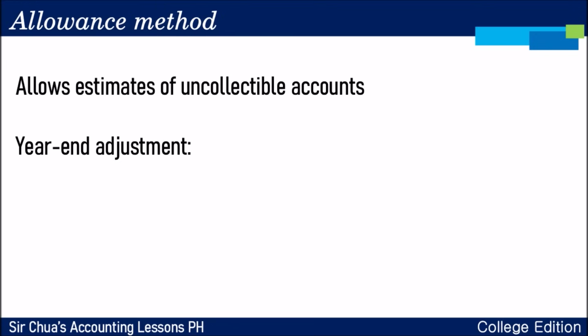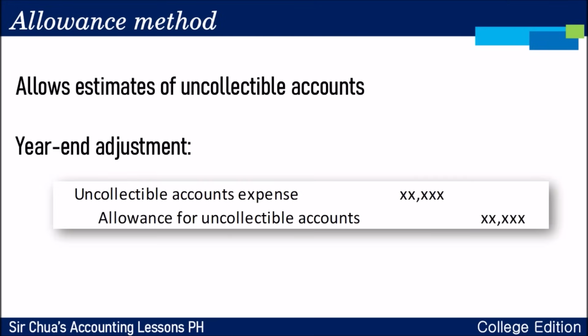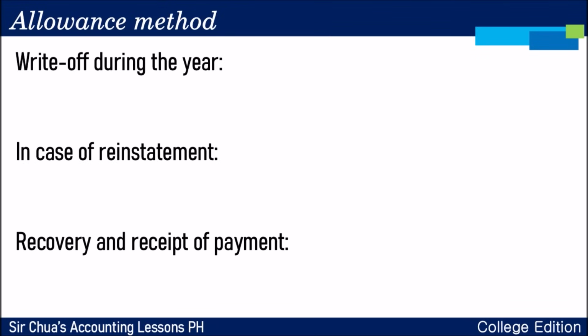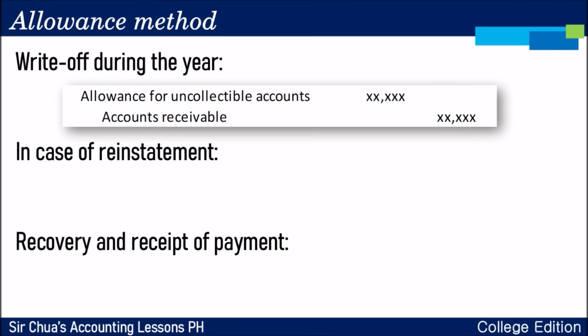Now, in allowance method, it allows estimates of uncollectible accounts. Now, one of the things that you need to do in allowance method is the year-end adjustment, which debits an uncollectible accounts expense, crediting allowance for uncollectible accounts. Later in the problems, you'll understand how this adjusting entry functions. Okay? Now, in the allowance method, we have these different entries. So, let me show them to you one by one. If an account receivable is written off during the year, your entry is debiting allowance for uncollectible accounts.